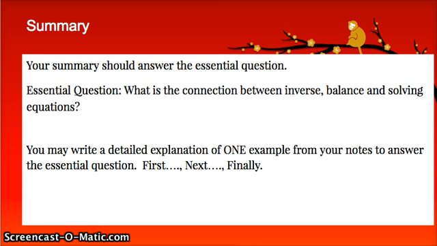Make sure you fill out your summary. It should answer the essential question, and it should be 4 to 5 sentences and include the important vocabulary, including inverse, balance, and equations.